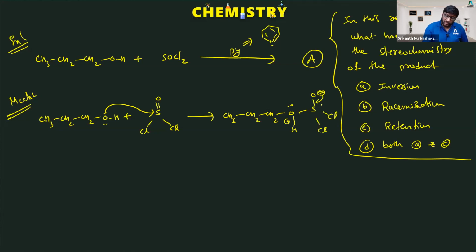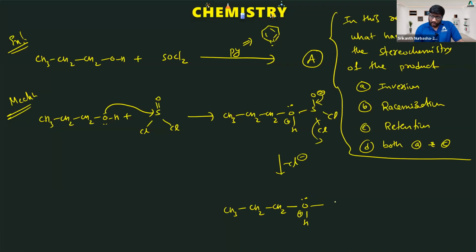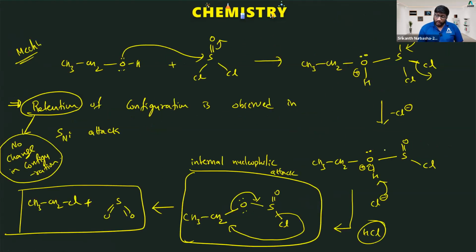The negative charge on oxygen comes back in, and the chloride ion is lost. You will get CH3CH2CH2 oxygen with one lone pair, OH bond, positive charge, and oxygen connected to sulfur, which has a double bond to O and Cl. Now what should happen? Earlier, once we got this product with the positive charge on oxygen, the chloride ion which was lost in the previous step picked up the proton.